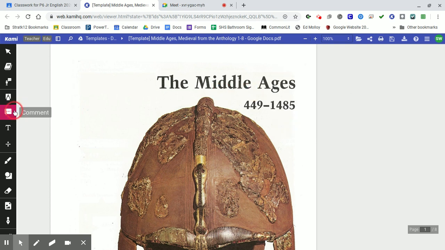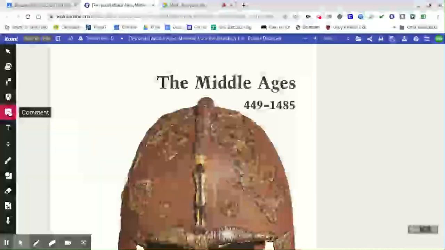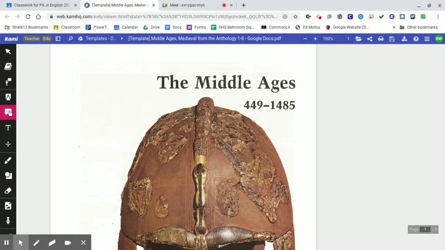Okay, I'm going to turn on the comment function, because that way when I highlight something, it'll give me a chance to write a little something in the margin. And that's the way I'm going to do my notes.